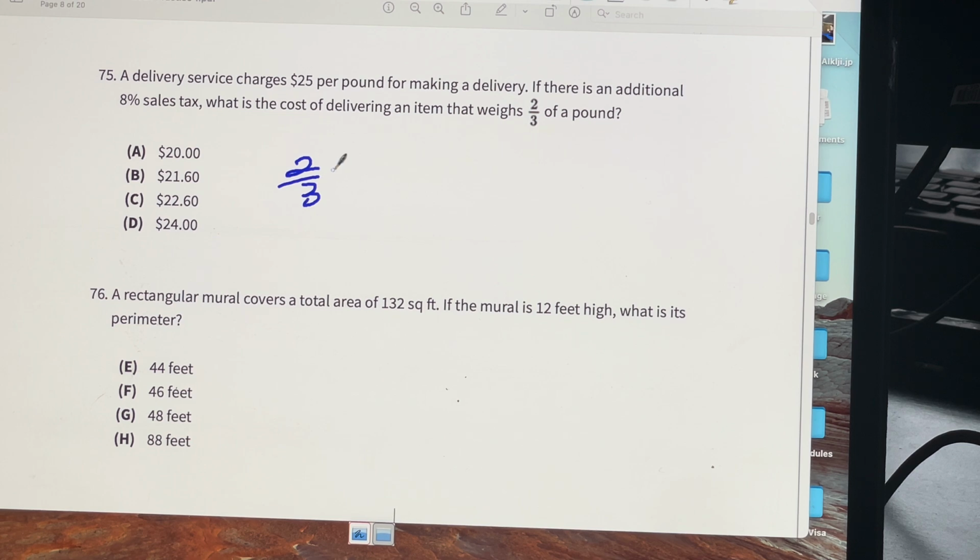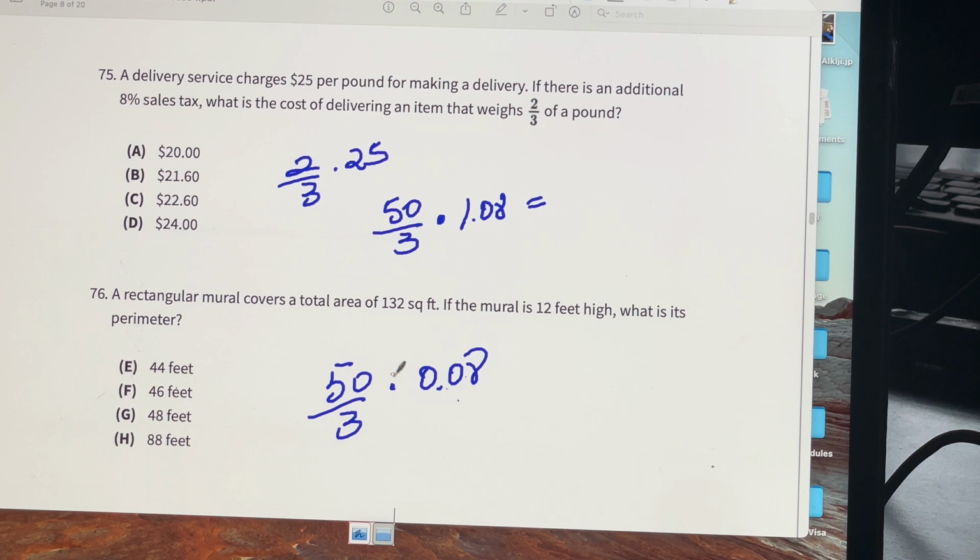2/3 of 25 is 2 times 25, which is 50. 50 over 3 is the price of 2/3 of a pound. Now we have to pay taxes, right? So we're going to multiply that by 1.08, and that's going to give us our price with the tax. Now again, you could have done 50 over 3 times 0.08, which is the tax, find the tax, and then add it to 50 over 3. Okay, but there's something a little weird here.